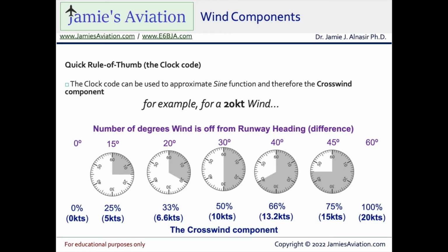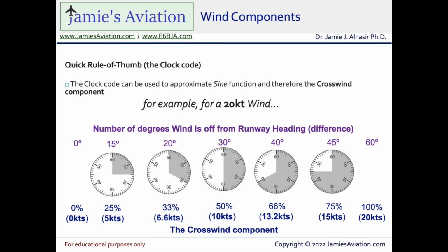Using a quick rule of thumb, the clock code, to roughly calculate the crosswind component. The clock code can be used to approximate the sine function, and therefore the crosswind component. In the clock code, the difference between the runway heading and the wind direction is rounded to an easy fraction of minutes on a clock face. The ratio of these minutes to a full 60 minutes is then used to determine the crosswind component by multiplying this fraction by the original wind speed.